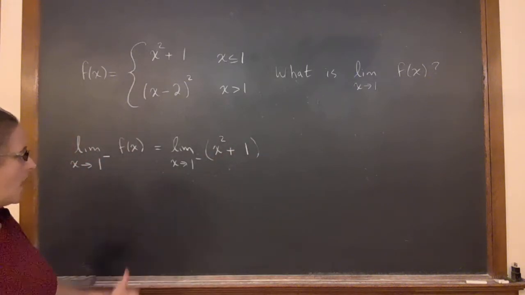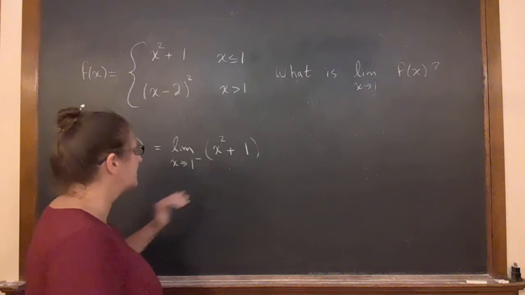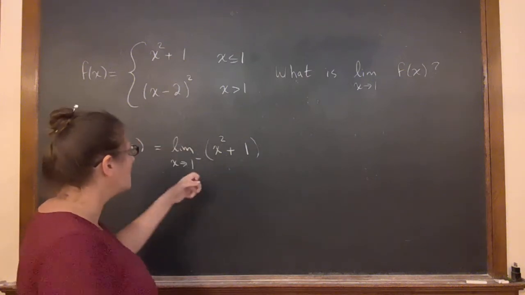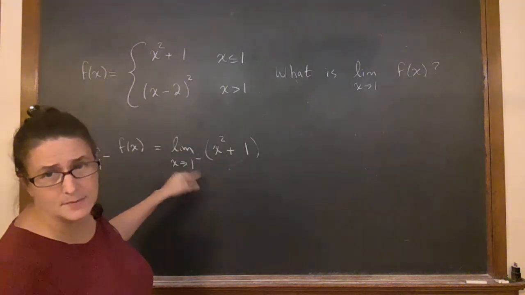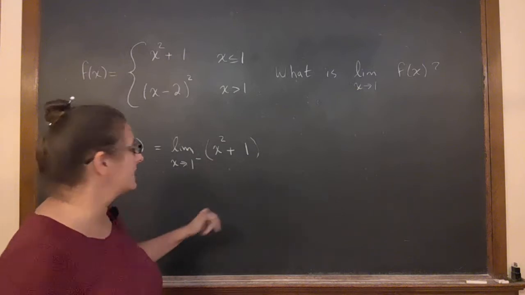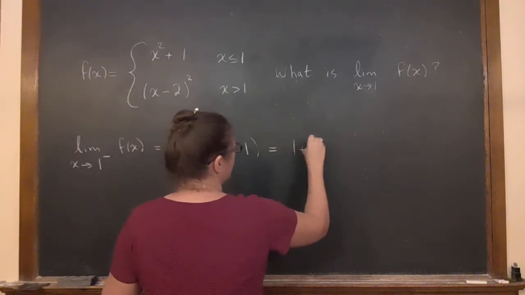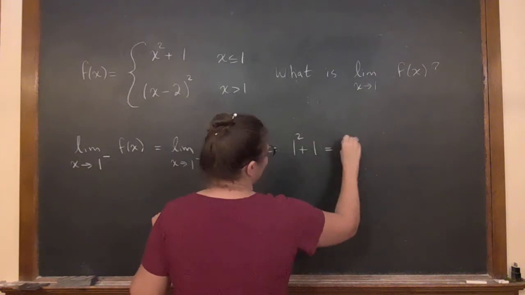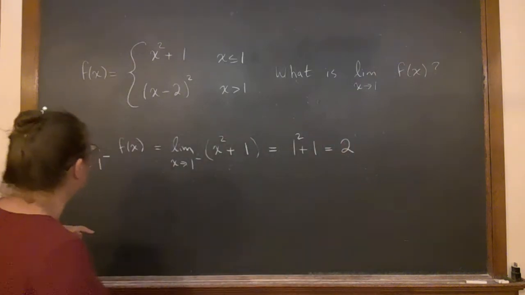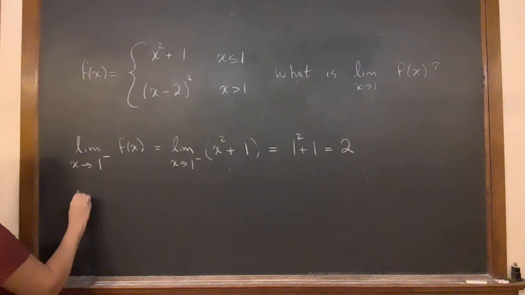I just put in the 1 for x because I'm approaching 1. I'm only approaching it from the left-hand side, but I'm still approaching it, so I can go ahead and put that in, evaluate it there. So I've got 1 squared plus 1. Okay, I get 2. Now, what about the other one?